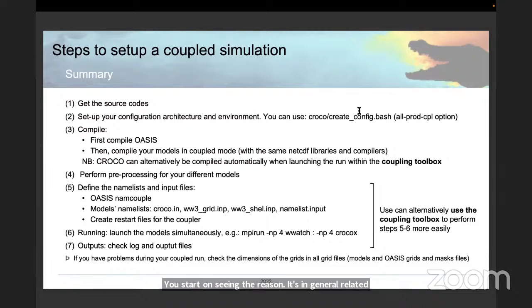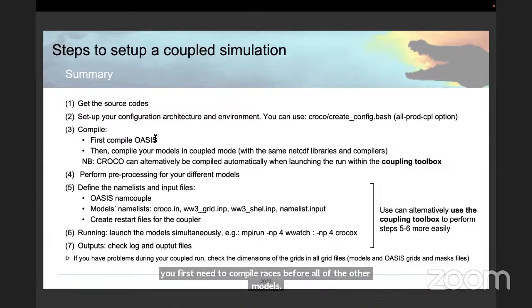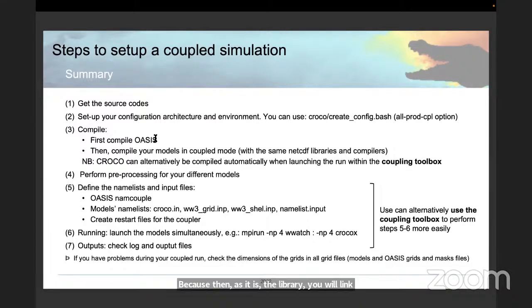You start something, there is an error, it's in general related to the environment. So we have prepared some scripts that you will be able to use in the practical activity that help you to always keep the good environment with you. And then you need to compile. So you first need to compile OASIS before all of the other models, because as it is a library, you will link this library to the other models. And then you will compile your other models in coupled mode.